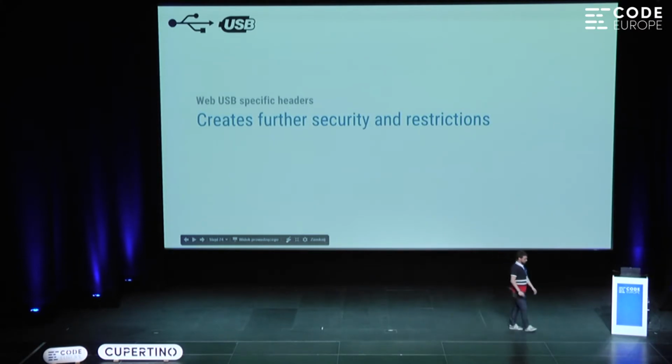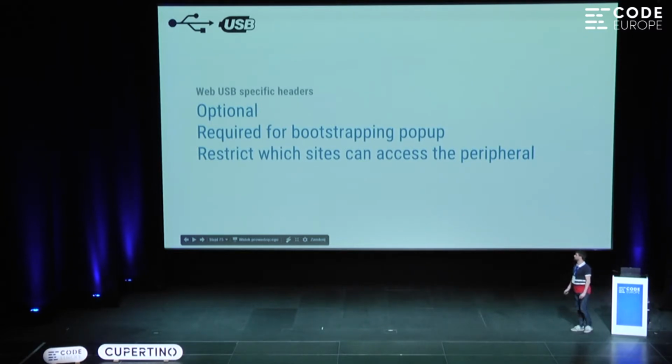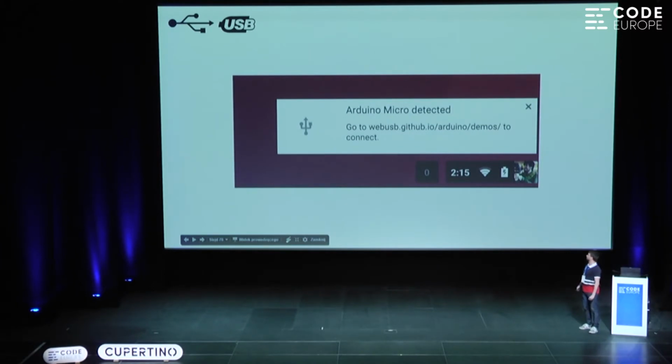WebUSB, in the beginning, had some special requirements. They have since been removed, so you can basically connect to any USB device. It will also show up a dialog. You also need a user gesture. But in order to create further security and to get that dialog, the bootstrapping, you can add some specific WebUSB headers. These are optional, but they're pretty nice. You can also say, if you make a device, okay, this is the only site which can access this device. I don't want anyone else to do that. So you can whitelist sites. And this is the dialog I'm talking about.